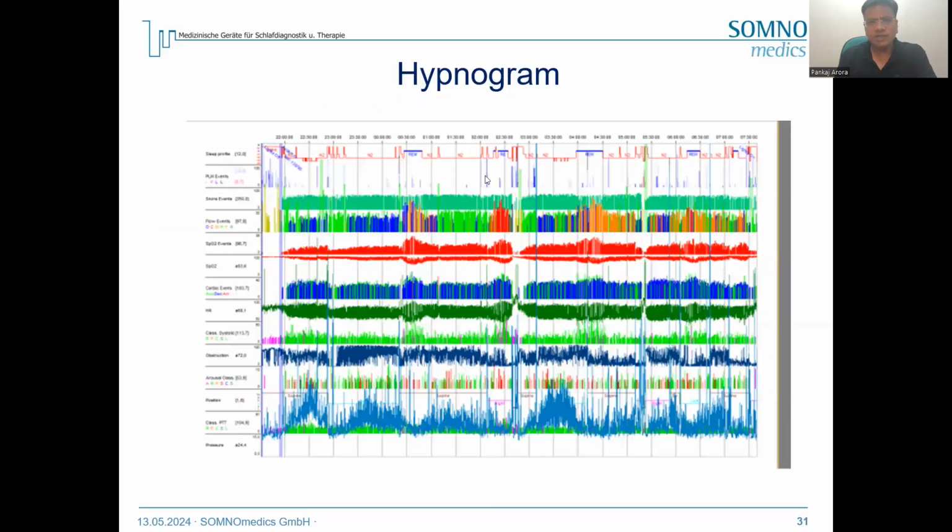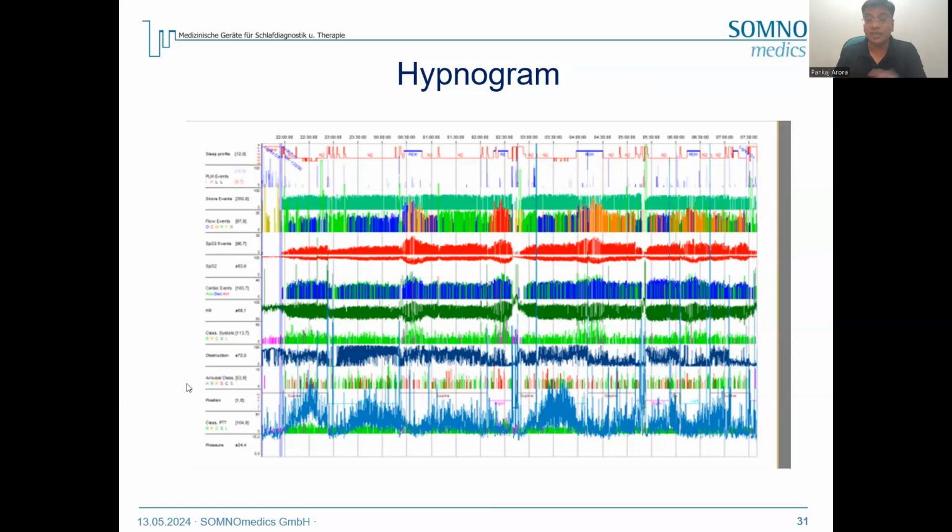Now this will show you the complete hypnogram, that is a complete snapshot of how the patient has behaved the whole night. This will give you snore analysis, flow events, SpO2 events, cardiac events, heart rate, how this patient is behaving, a lot of obstructions, and systolic and diastolic blood pressure. So this will give you a complete snapshot, you can say.